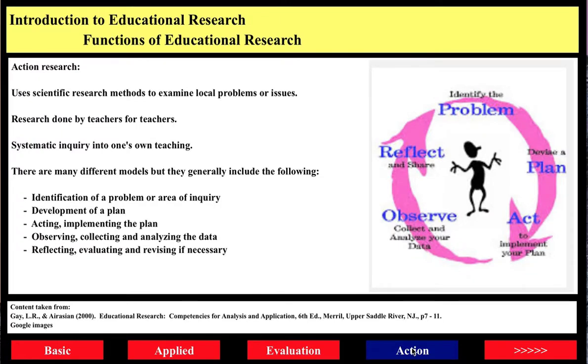And the final function of research is the action research model. And it uses the scientific approach and scientific methodology to solve local problems. And it's research that is done by teachers for teachers. In fact, you will probably use an action research model in your thesis or your master's field project.